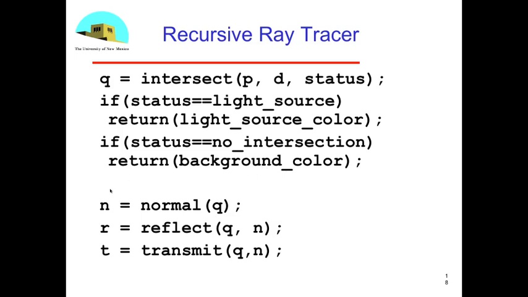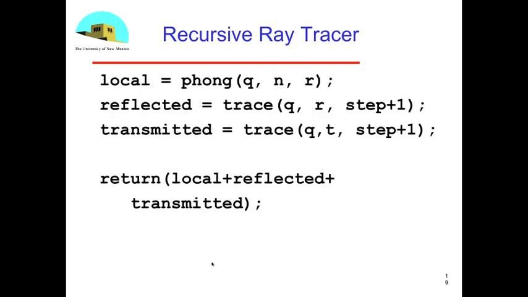And otherwise, I have a point of intersection. I can compute the normal there. Once I have the normal at that point, and I have the direction of the ray that I cast, I can use that normal to compute the reflected vector at that point, what direction it's going in, and the direction of the transmitted vector at that point. I compute the local color given the Phong model or any other one I'm using, and now I just call myself. I call myself and I increment the step count.